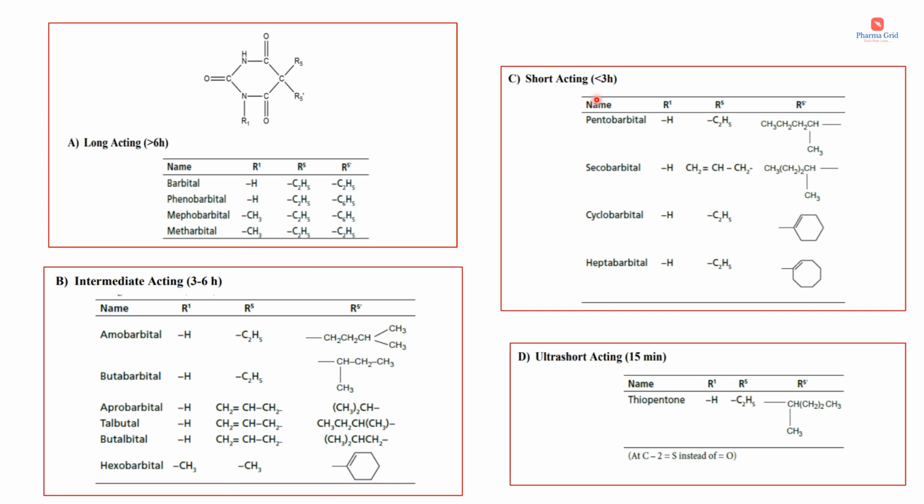Next is short acting. Here the duration of action is less than 3 hours. Examples include pentobarbital, secobarbital, cyclobarbital and heptabarbital. Then the last one is ultra short acting. Here the duration of action is within 15 minutes. Examples include thiopentone as well as methohexitone.